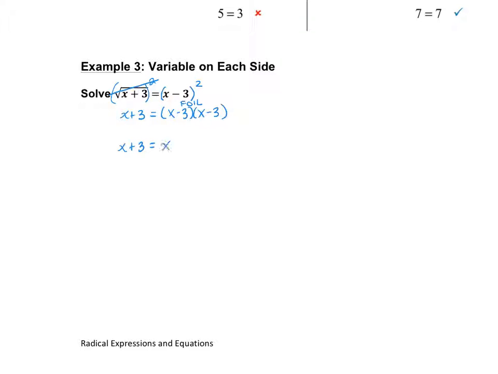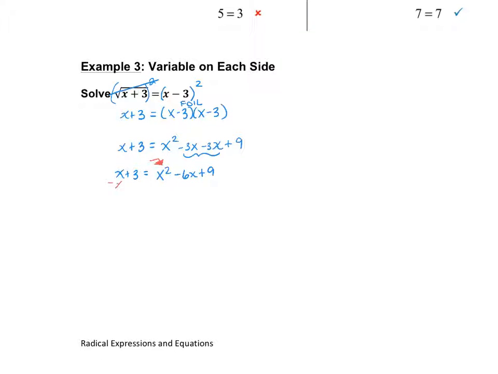Well, x times x is x squared. Outer would be negative 3x. Inner is also negative 3x. And last would become positive 9. So let me simplify. x squared, this combines to negative 6x plus 9. And I see that I have a quadratic equation here. So I'm going to go ahead and get everything to this right side.